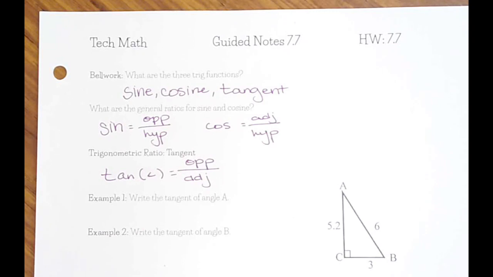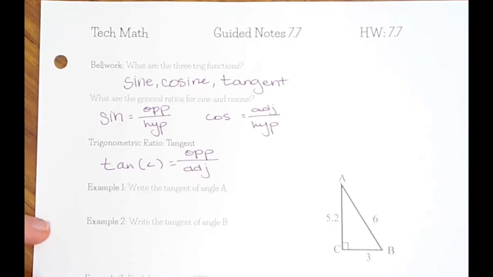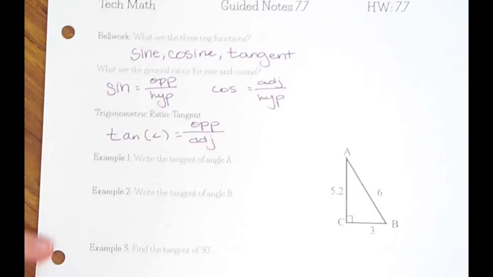This is really simple because I can just plug it in and say 30 degrees, tangent of 30 degrees, and that is my ratio. Yes, it is given in decimal form, but it's still technically a ratio. It still could be written as a fraction. I'm going to round it.